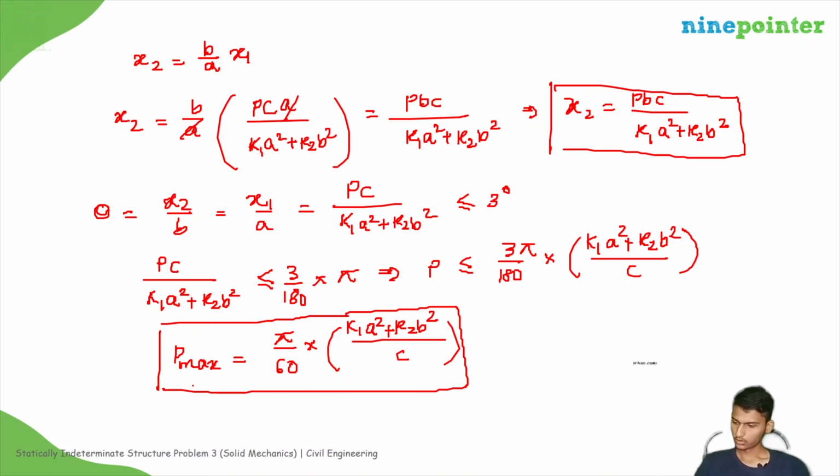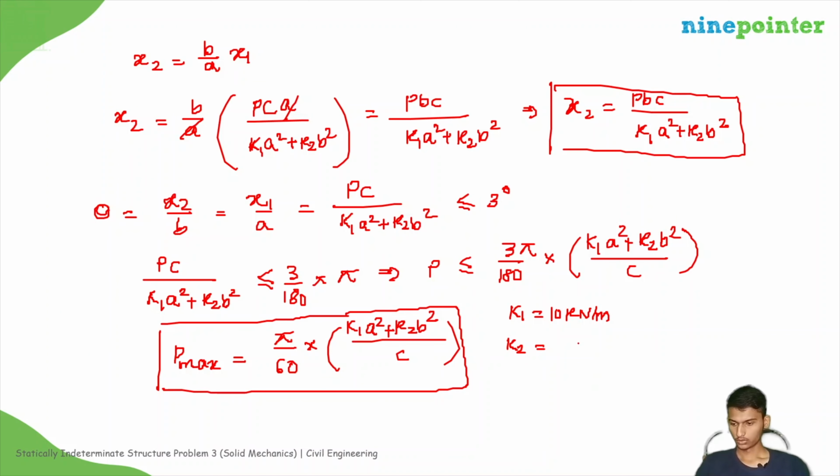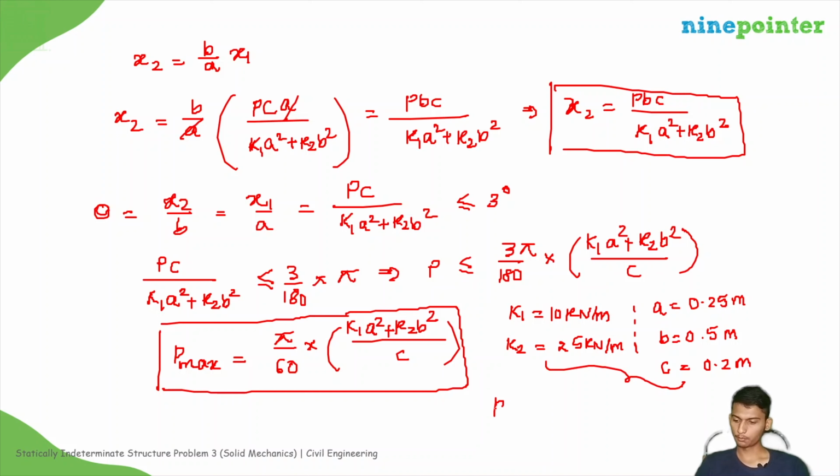So this is the equation for P max. We are already given K1 equal to 10 kilonewton per meter, K2 equal to 25 kilonewton per meter, and A is 250 mm, right? So 250 mm means 0.25 meter. B is 0.5 meter and C is 0.2 meter. Okay, so substituting these values, we will get P max equal to 1800.